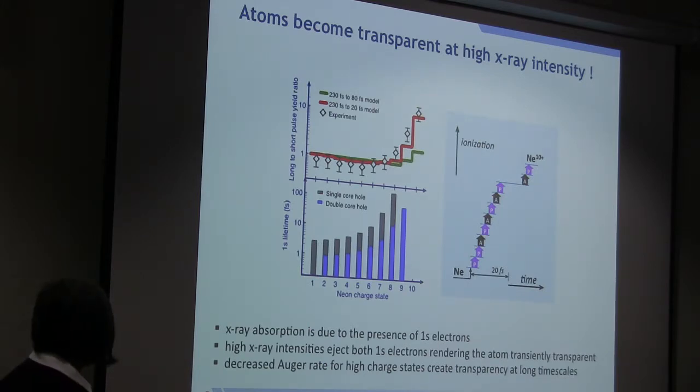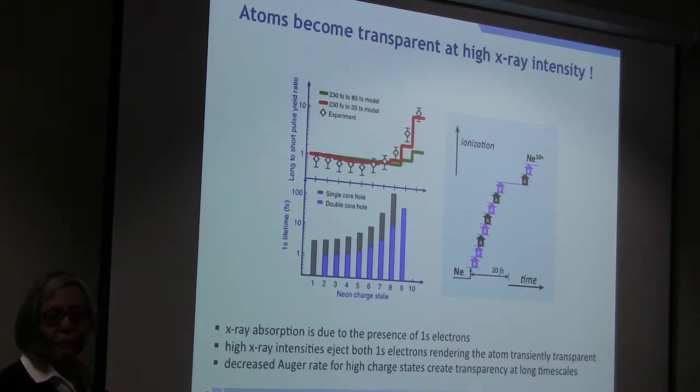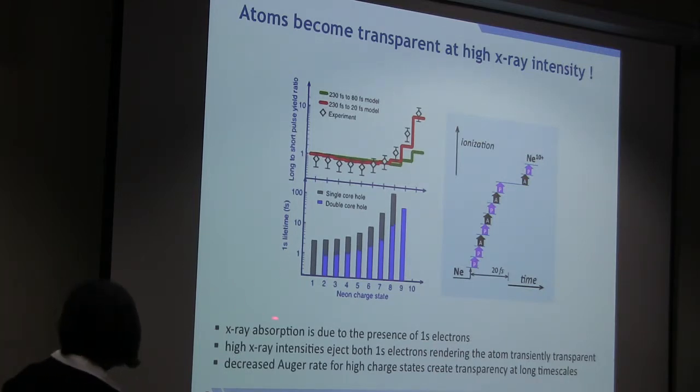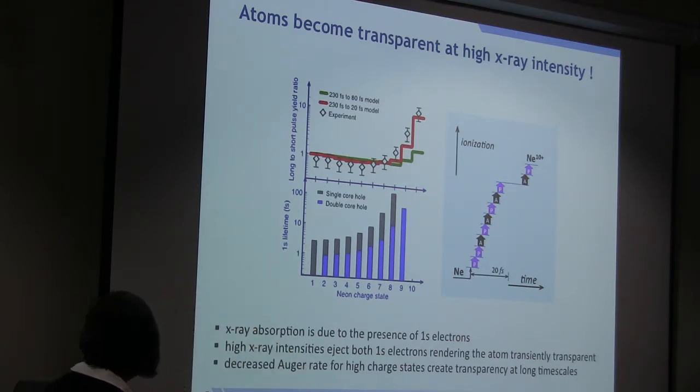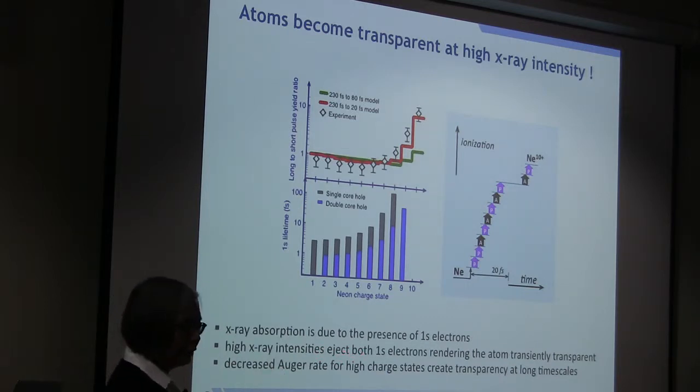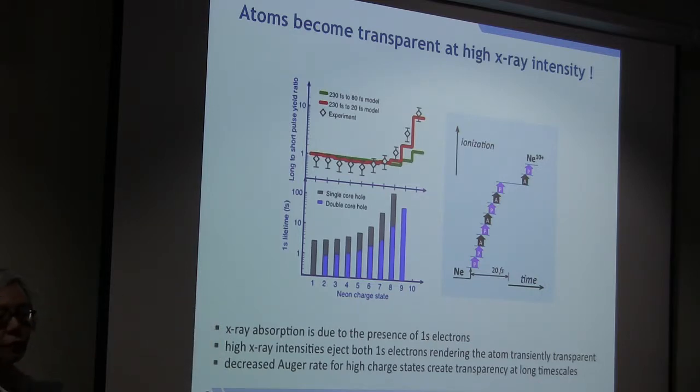It always turns out that when you go back and think later, things become more clear. They even become obvious, but they weren't obvious at the time. So what happens is that X-ray absorption, at these energies, is due to the presence of 1s electrons. We're out at 2,000 eV now. And when you have high X-ray intensities, you eject those 1s electrons, so there's no more absorption that's going to happen. That explains in general what happens.